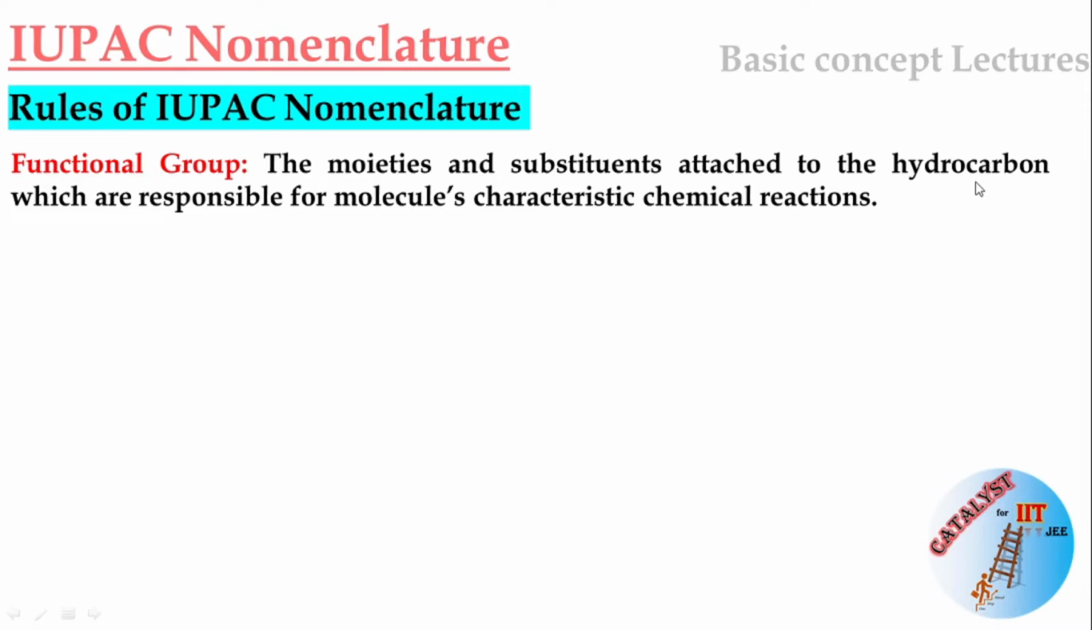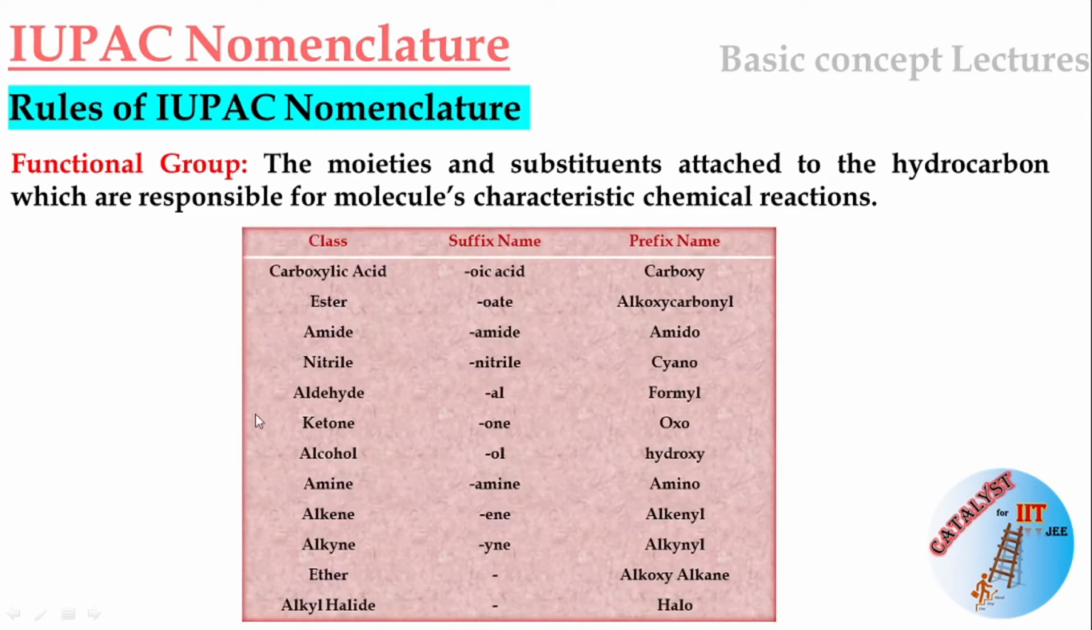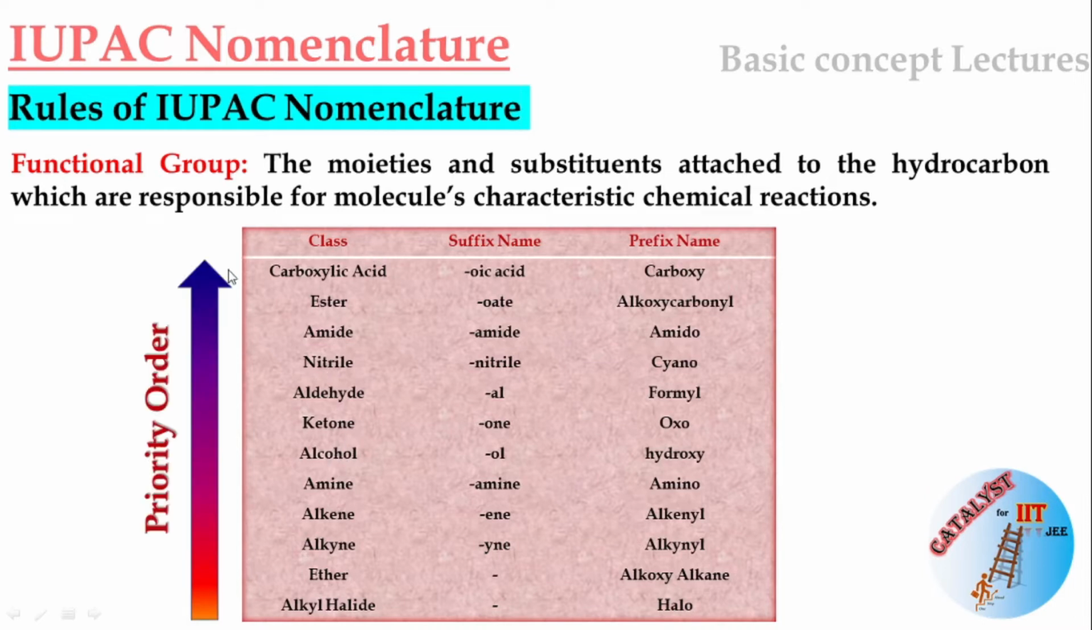Hydrocarbons can be unsaturated as well as saturated, and these functional groups are responsible for the molecules' characteristics and chemical reactions. So these are examples of functional groups, these are the suffixes used while naming hydrocarbons that have a functional group in them, and these are the prefixes used for the nomenclature of functional groups.